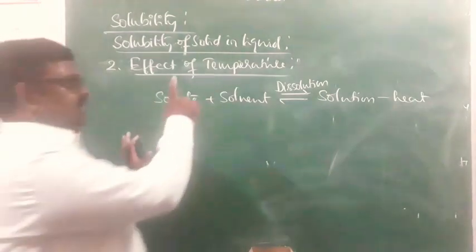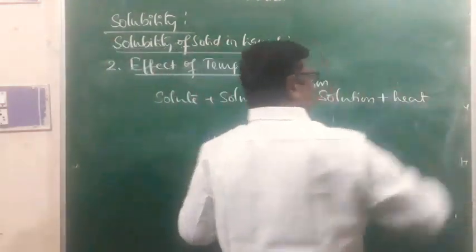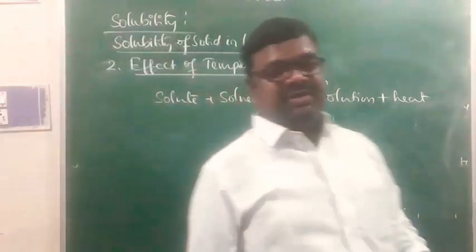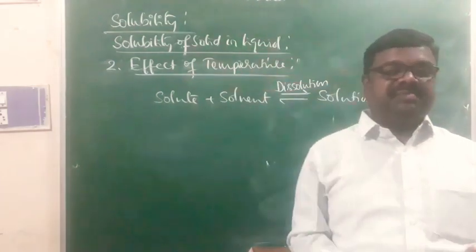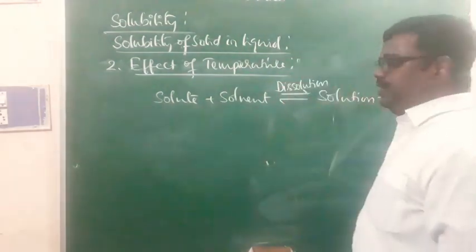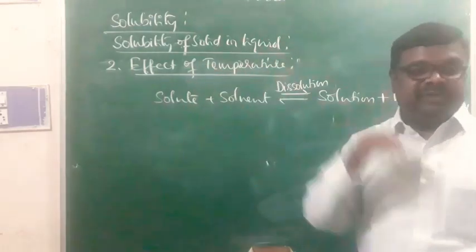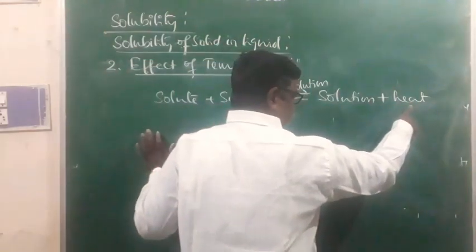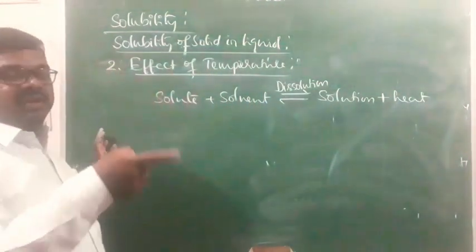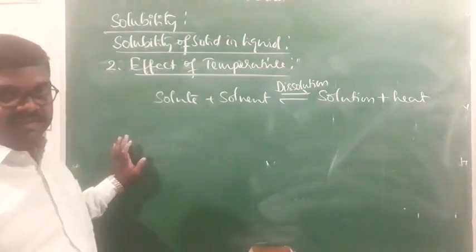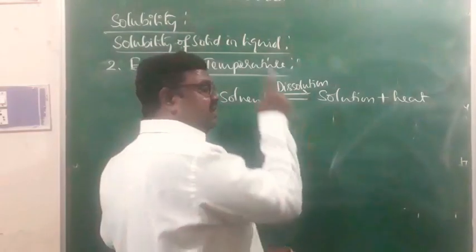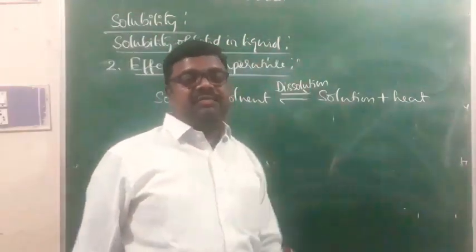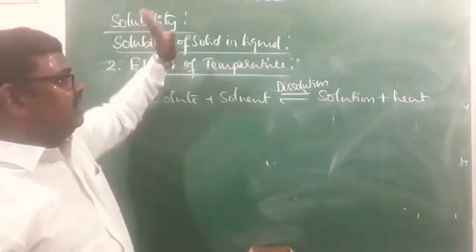Similarly, if the dissolution of a solute in a solvent is an exothermic process, that is, heat is liberated, then in the case of exothermic reversible processes, according to Le Chatelier's principle, when the temperature is raised, equilibrium is shifted in the backward direction. You studied this in first PUC. Because of that, if the dissolution process is exothermic, then the solubility of a solid in a liquid decreases with increase in temperature, and that is what we call the effect of temperature.